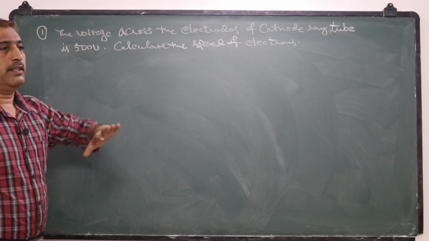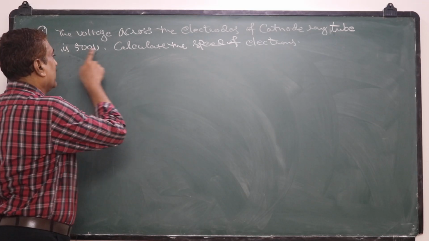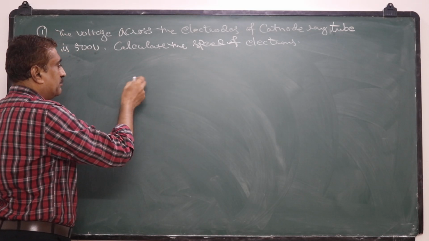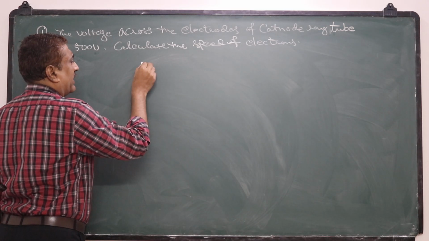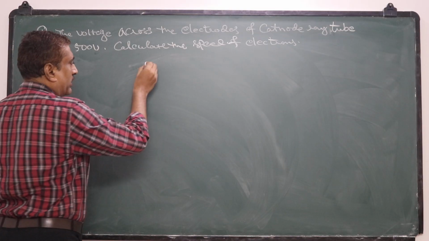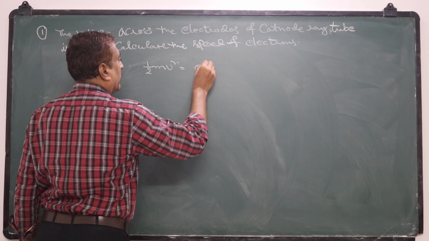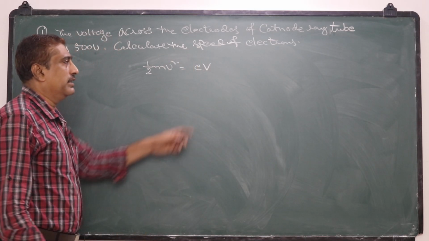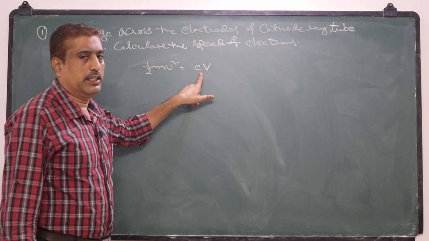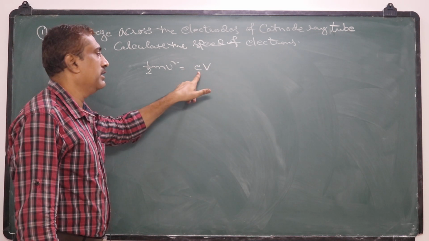So to accelerate an electron, we have to use a positive potential. So that potential is given as 500 volt. So by work energy theorem, change in kinetic energy is equal to work done. So we can write like this: half mv square is equal to eV. Actually we have to write VQ, but here the particle is an electron, so its charge is e.